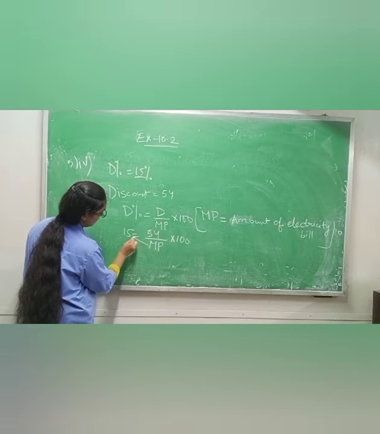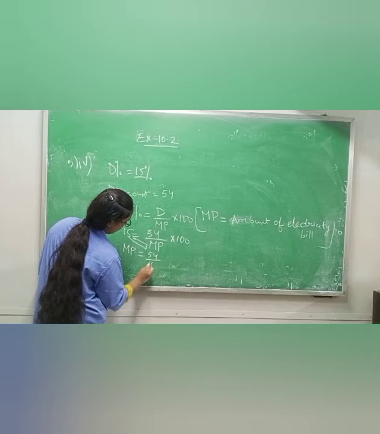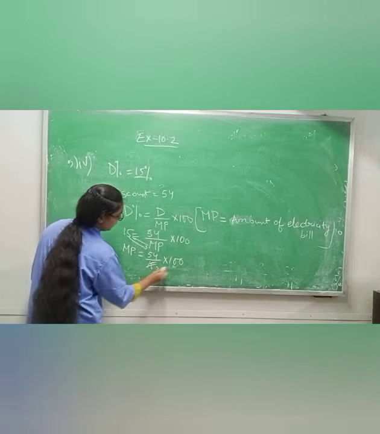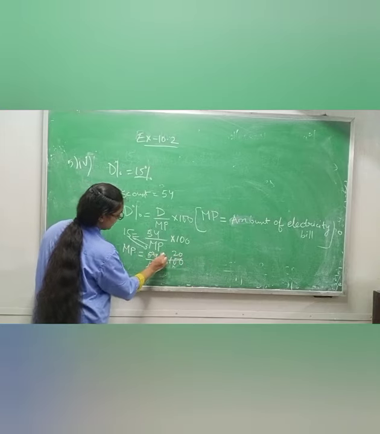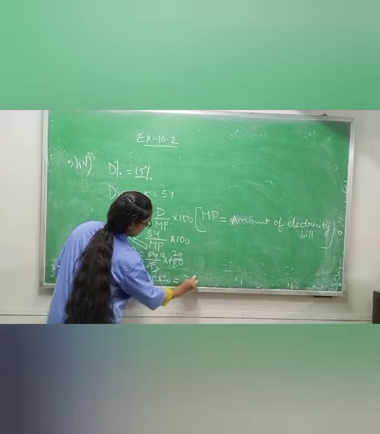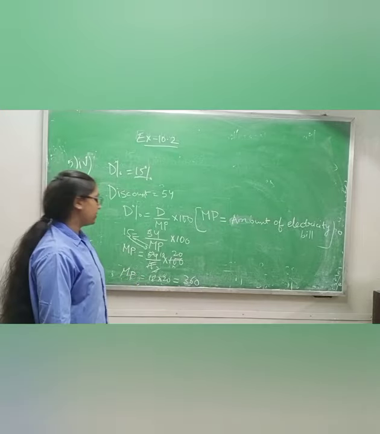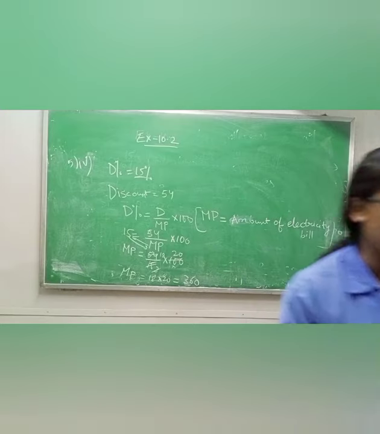Now I am changing the case. This one is coming here, this one is going here, so it will become 54 by 15 into 100. Now 5 3s are 15, 5 20s are 100, 3 1s are 3, 3 1s are 3, 3 8s are 18 into 20, you will get 360. So what is your electricity bill? The amount of the electricity bill is rupees 360.